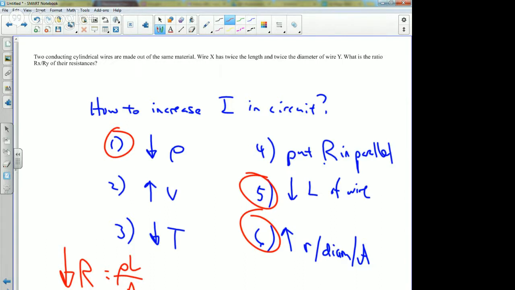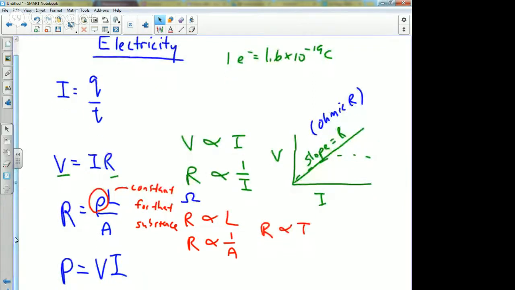current. Fatima? Could you decrease the time or increase the charge? Well, technically, yes, I can decrease the time based on I equals Q over T, but that's not really about changing the circuit, though. Okay? All right. So hopefully that made sense.